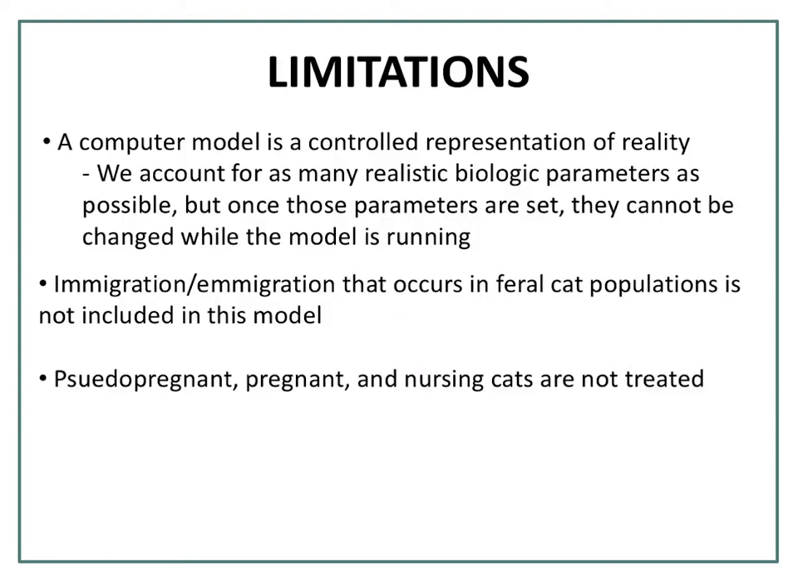So as with any study, our study has limitations. One of them is that we've used a computer model, and that is just a controlled representation of reality. While we can account for as many of these realistic biologic parameters as we possibly can, once those parameters are set within the computer, they can't be changed while the model is running. And also, we may not include important parameters that do affect the population. We also haven't included immigration or emigration. And of course, that immigration and emigration is always happening in these feral cat populations. We've also not included pseudo-pregnant, pregnant, and nursing cats in our treatment groups. And some programs do treat those cats.